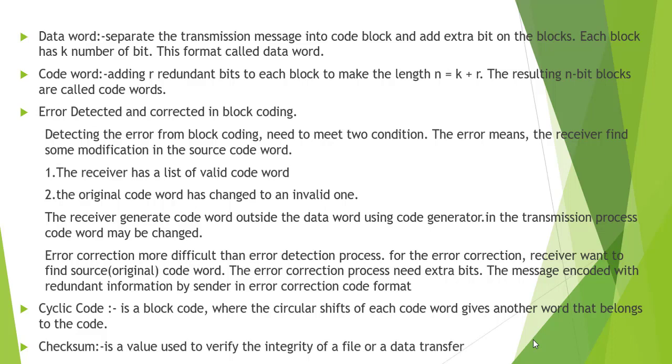Error correction is more difficult than the error detection process. For error correction, the receiver wants to find the original code word. The error correction process needs extra bits, with the message encoded with redundant information and sent in error correction code form. Cyclic code is the block code where the circular shift of each code word gives another word that belongs to the code.